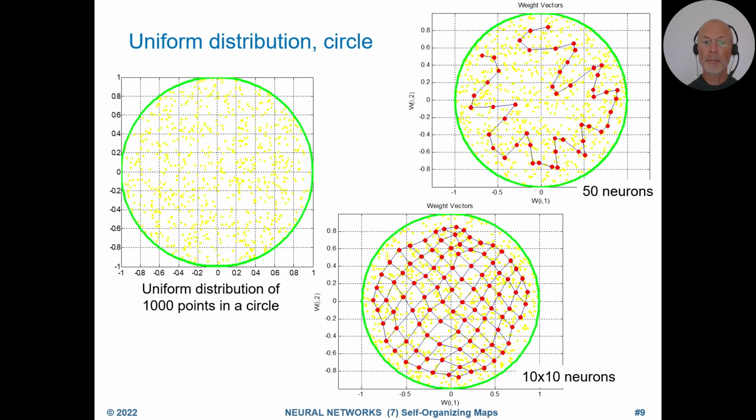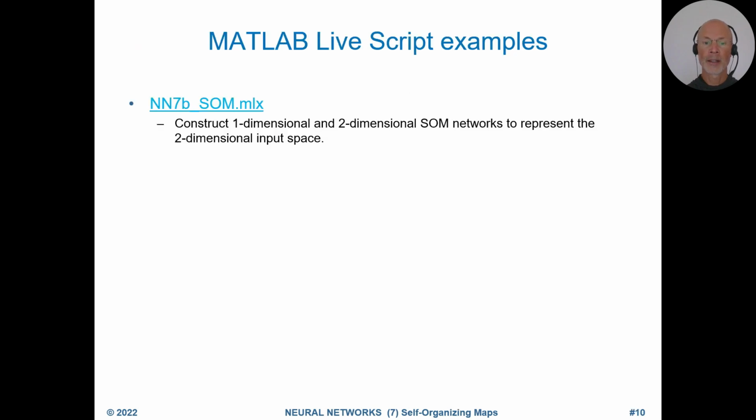The final example shows a uniform distribution, in this case in a circle, and we are fitting a 1-dimensional SOM network and a 2-dimensional SOM network to this data, and you can see the results, how both structures try to represent the input data. This chapter concludes with a MATLAB Live Script example, which constructs the 1-dimensional and 2-dimensional SOM structures to represent the 2-dimensional input space.